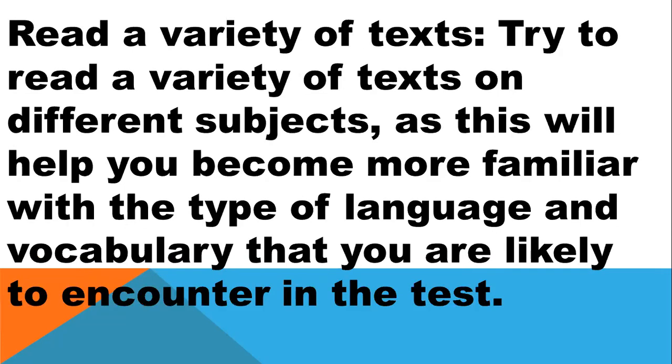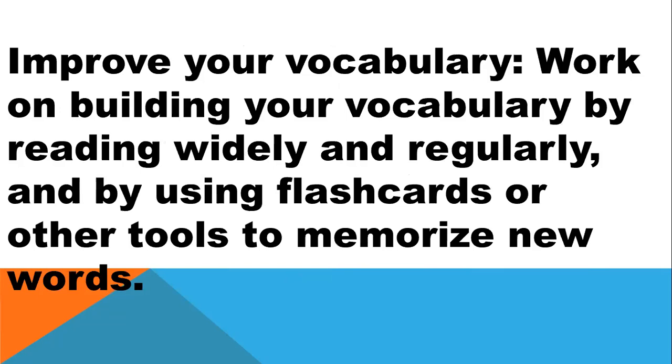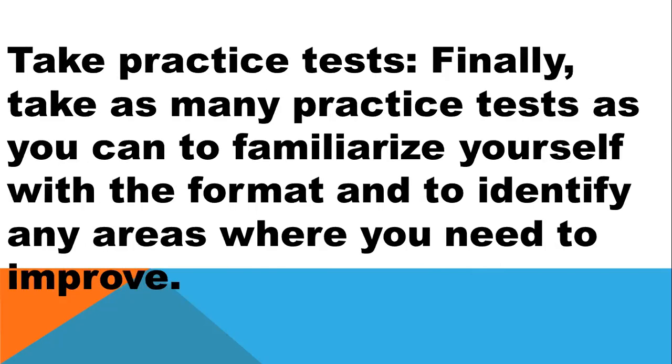Read a variety of texts. Try to read a variety of texts on different subjects, as this will help you become more familiar with the type of language and the vocabulary that you are likely to encounter in the real British Council IELTS test, and improve your vocabulary. Work on building your vocabulary by reading widely and regularly, and by using flashcards or other tools to memorize new words. Okay, make a list of new words and write the meanings of those words. English to English meaning is the best way to improve your English, and ultimately this vocabulary will pay off during your test.